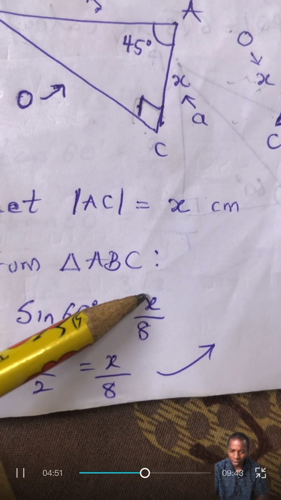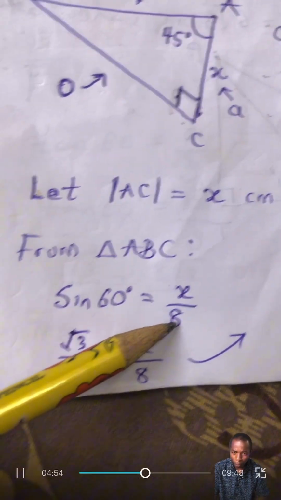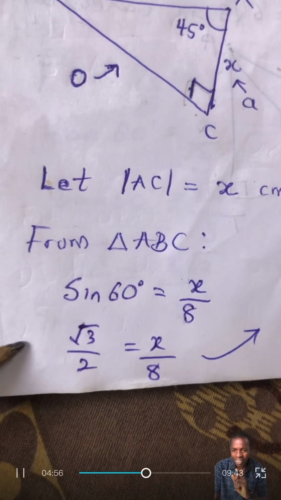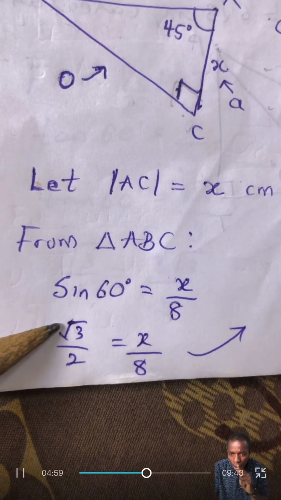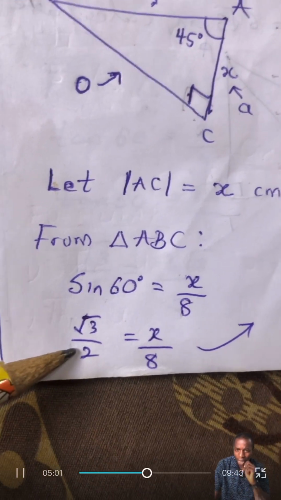That x is the opposite over 8, which is what? The hypotenuse. Now, sine 60 degree in fraction is root 3 over 2. Now, let me explain this.